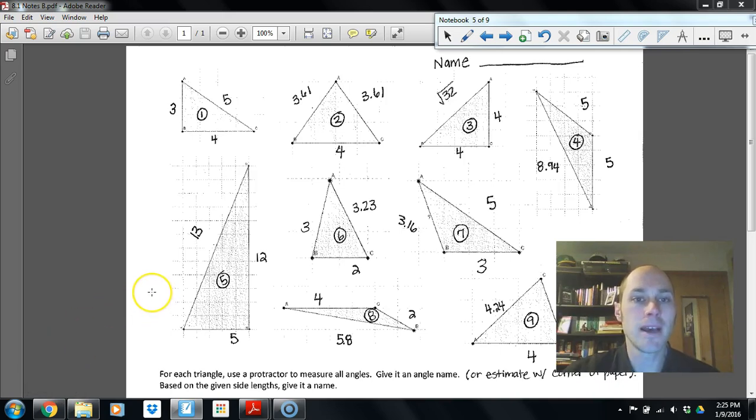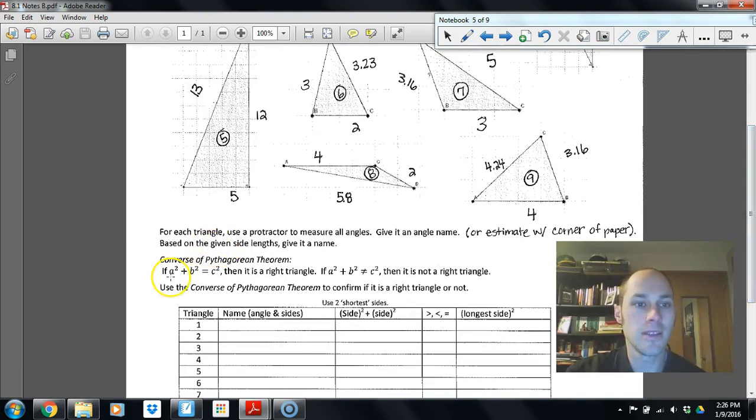Now I'd like you to finish up by exploring the converse of the Pythagorean theorem. The converse states that if a squared plus b squared equals c squared, then it is a right triangle. So the converse would be if a squared plus b squared does not equal c squared, then it is not a right triangle. So we're going to explore that.